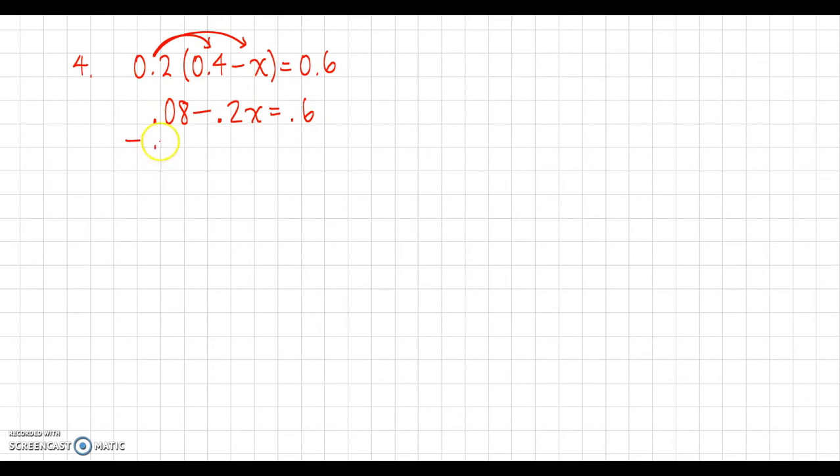Then we're going to subtract 0.08 from both sides. And that gives us negative 0.2x equals 0.52. Divide both sides by negative 0.2. And the answer is negative 2.6, which is E.